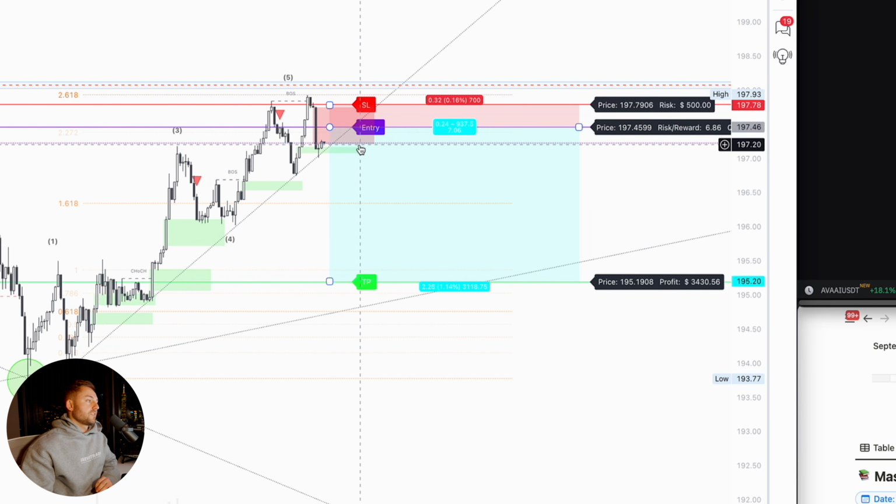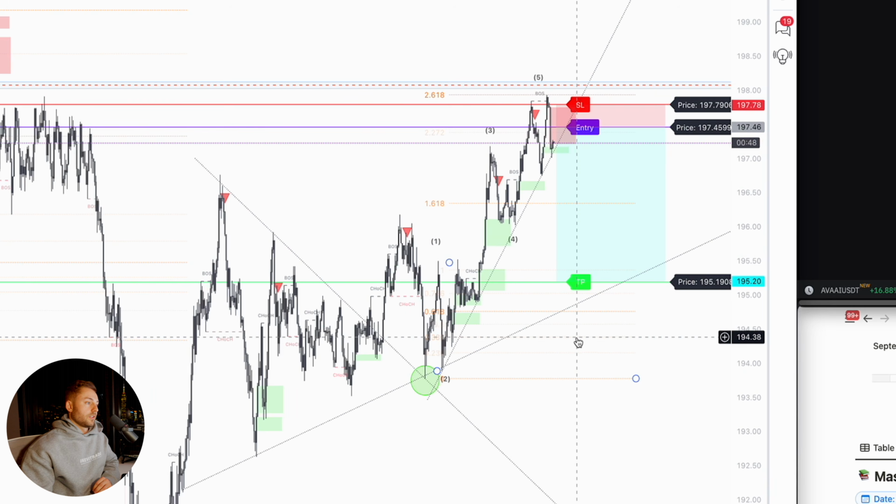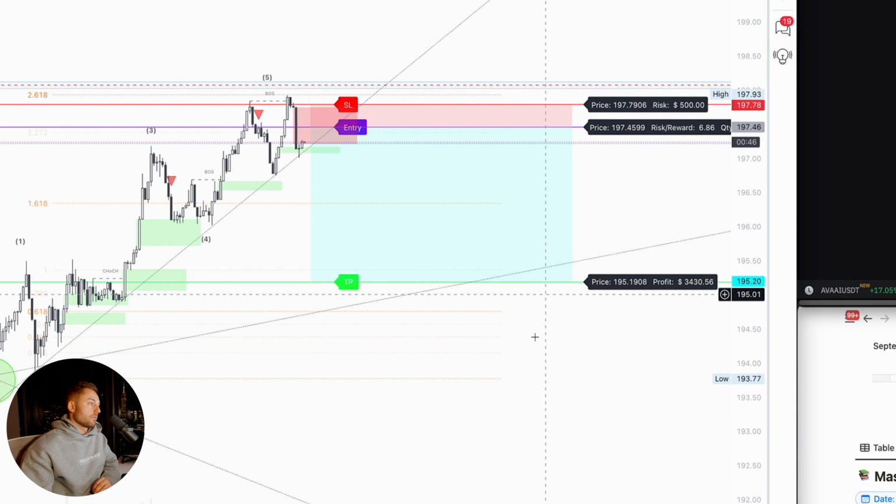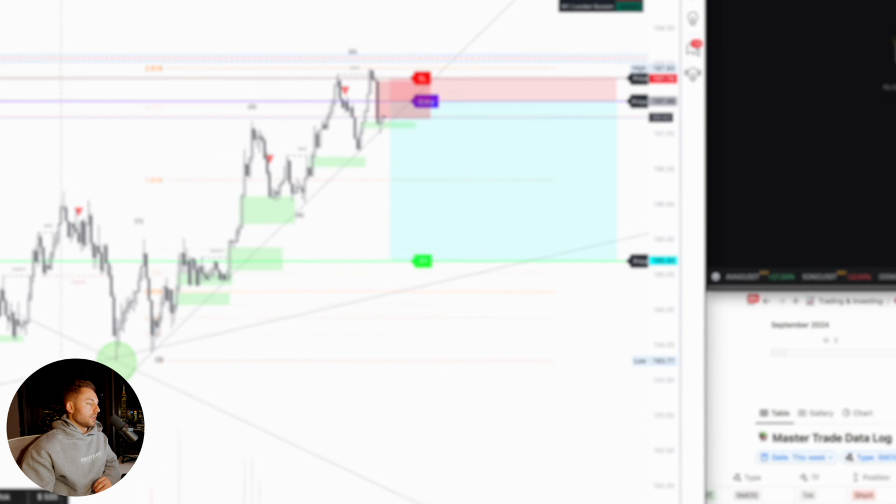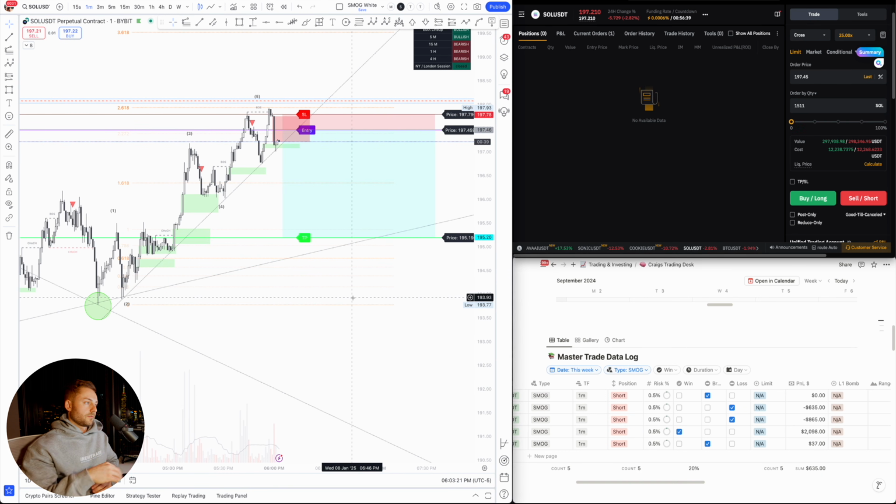So I am going to take a little stab, hopefully get this filled, and then hope for a change of character under here and a capitulation down back to this trend for 7 risk rewards. So we're going to see if we can lock in that $3,400 on this trade.